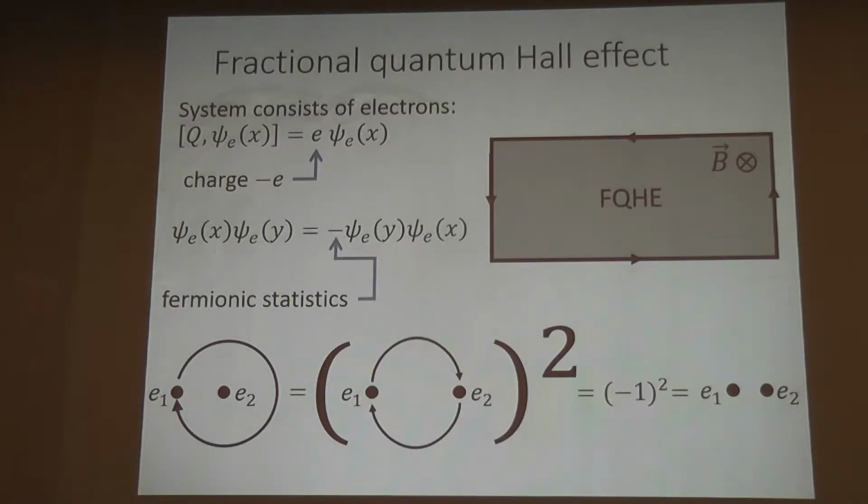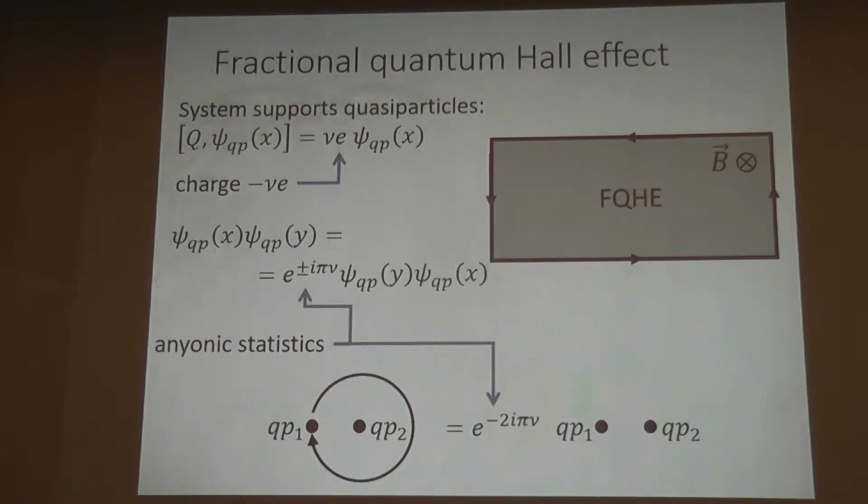However, if I'm in the fractional quantum Hall regime, the system also supports fractional quasi-particles. They have charge which is a fraction of the electron charge, and they have some peculiar statistics. When I exchange two quasi-particles, I get a phase, and the sign of the phase depends on whether I exchange them clockwise or counterclockwise. As a result, if I take a quasi-particle around the other, I don't get to the same state, but I get to the same state multiplied by a phase.